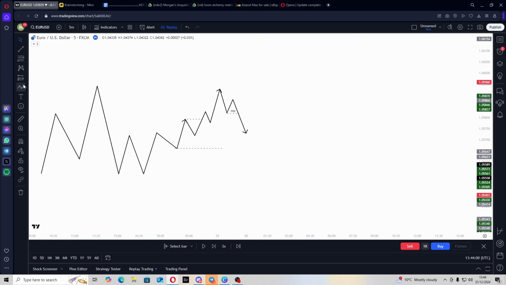Now we've got to figure out where our fair value gap is, which will probably be in the same line with the market structure shift. So this will be the fair value gap.